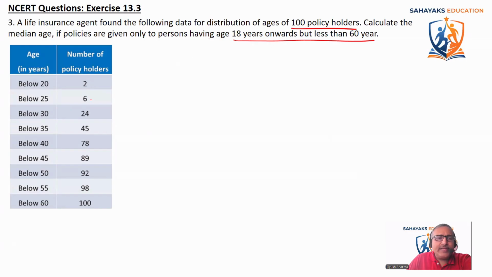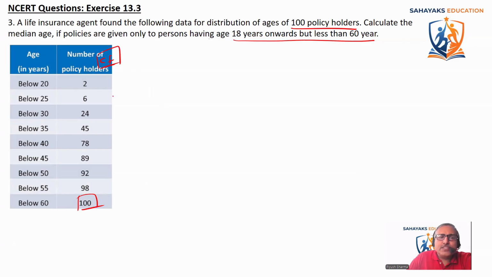And they've already given the cumulative frequency. You don't have to find the cumulative frequency here. Why? Because they've already given below 20 is 2, below 25 is 6. So it is the cumulative frequency, because finally it is coming out to 100. So we don't have to compute the cumulative frequency, and that is one positive. That means the calculation for us becomes much lesser. Now we have to compute the median.